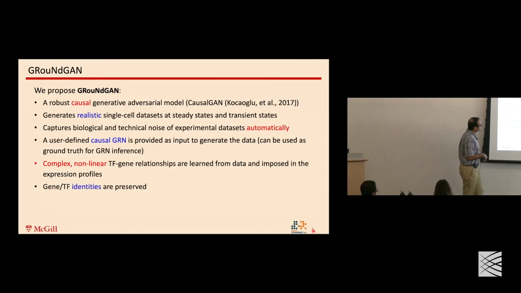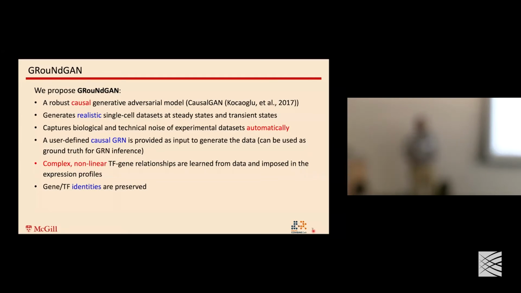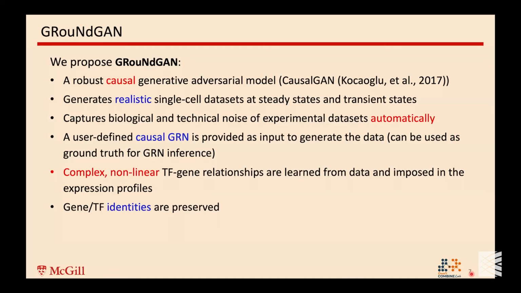This allows us to generate realistic single-cell data sets at both steady state and transient states. It allows us to capture the biological and technical noise properties of a reference data set automatically, without this kind of iterative user manipulation. A user-defined causal GRN is inputted to the model and is imposed in the data, and that can be considered the ground truth GRN that we can then use for GRN inference benchmarking.